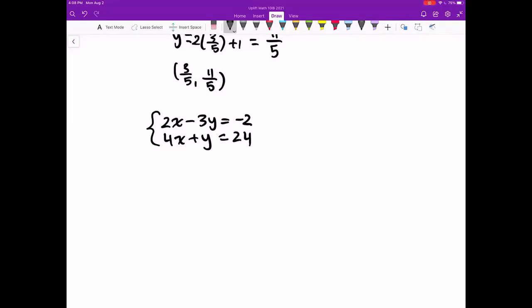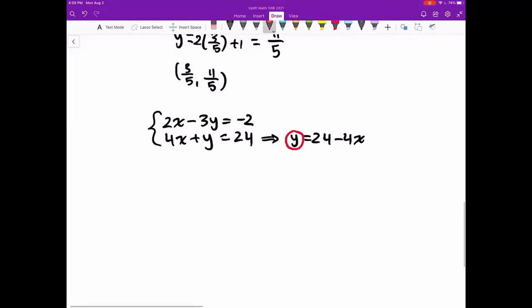Now, for this one, it's not as nice as the other one where we already have the y's isolated, so we could just set them equal to each other. But in this case, we could isolate the y in the second equation and put it into the first equation. So y is equal to 24 minus 4x. Now we can either isolate the y in the first equation, or put this second equation in as a replacement for the y. So we can rewrite it as 2x minus 3 times 24 minus 4x is equal to negative 2, and we could just solve for this.